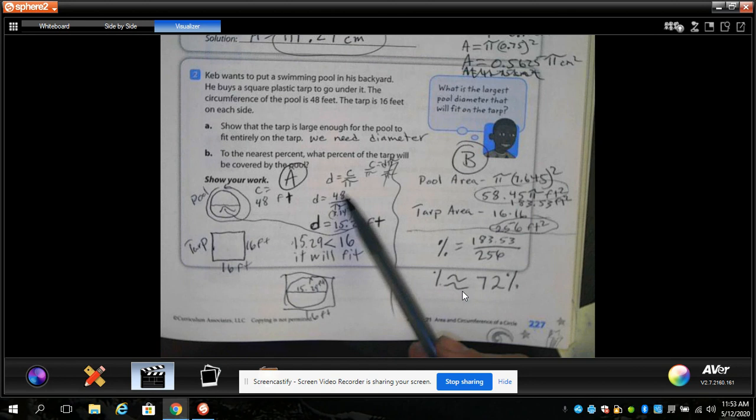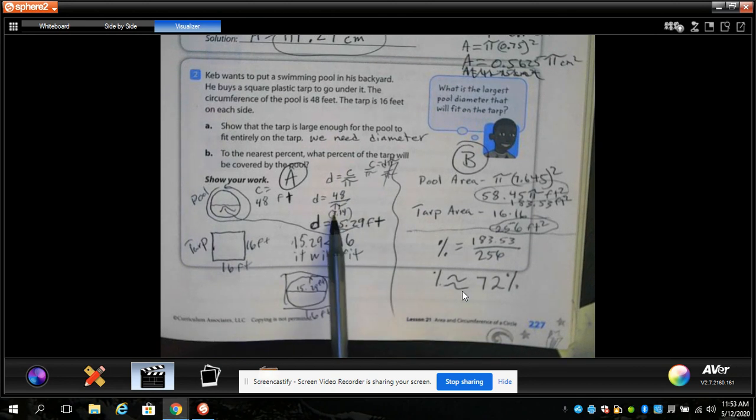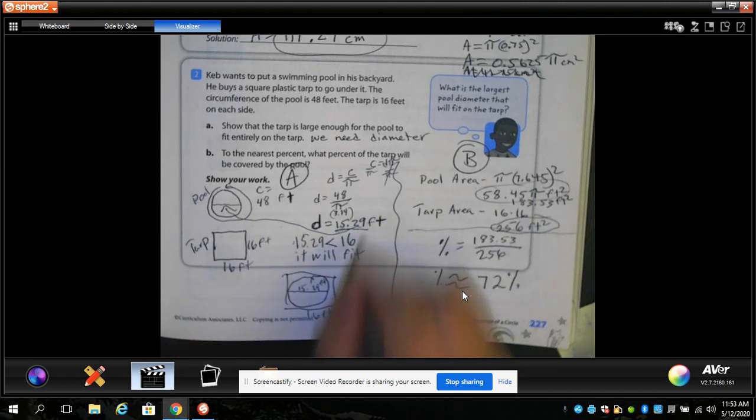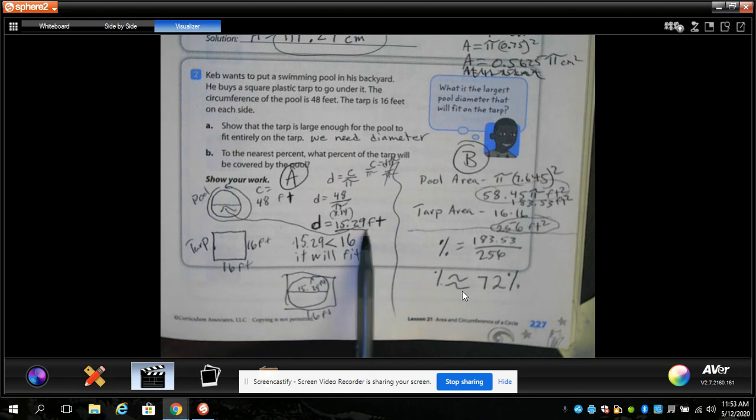So 48 divided by pi, and we're using 3.14. If you want to use 22/7, you could. It does not specify what to use here. At any rate, 48 divided by 3.14 is 15.29 feet, and that is a rounded answer. So 15.29 is less than the 16 feet, so I know that the pool will fit all the way on, and there will be just a little tiny bit of space at the points there.